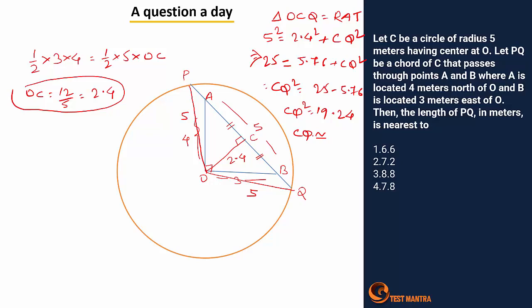If I consider 20 also, we know 4 square is nothing but 16, 5 square is nothing but 25. It lies somewhere in the middle, so I can say somewhere around 4.5. So CQ is approximately 4.5. If it's approximately 4.5, I can definitely say the value PQ will be double of 4.5, or approximately 9. So the nearest value available here is nothing but 8.8. My value will be 8.8 here.